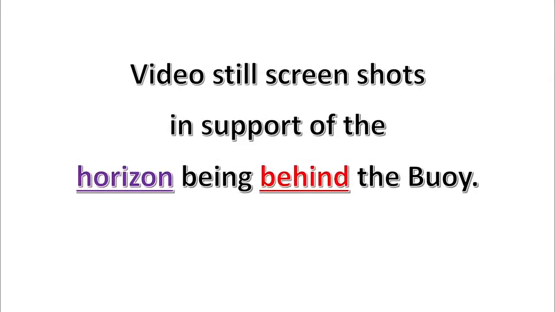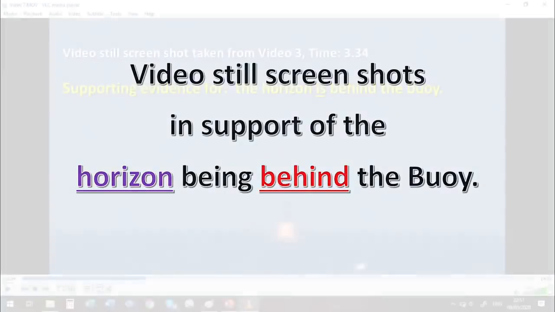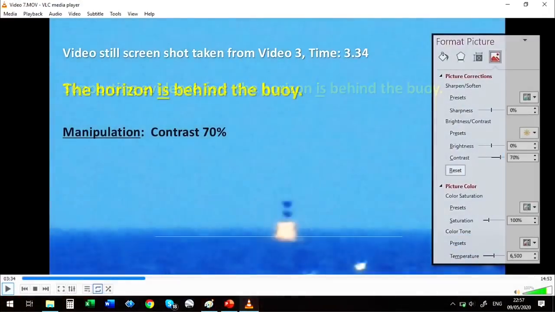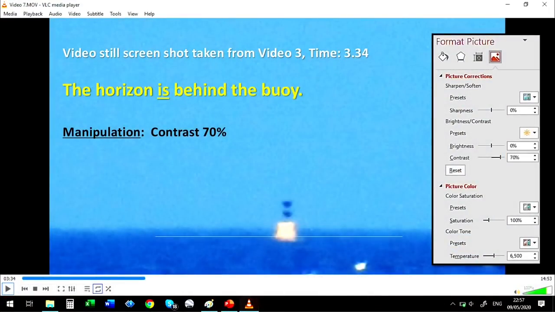Video still screenshots in support of the horizon being behind the buoy. Video still screenshot taken from video 3, time 3 minutes 34 seconds. Supporting evidence for the horizon is behind the buoy. The horizon is behind the buoy.